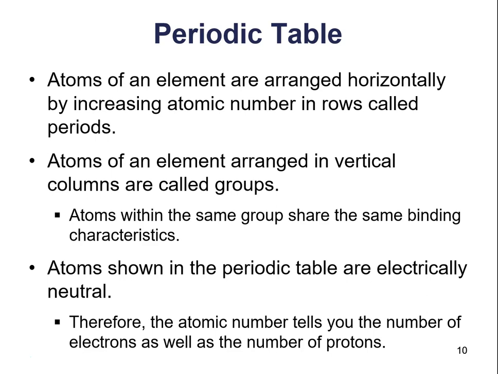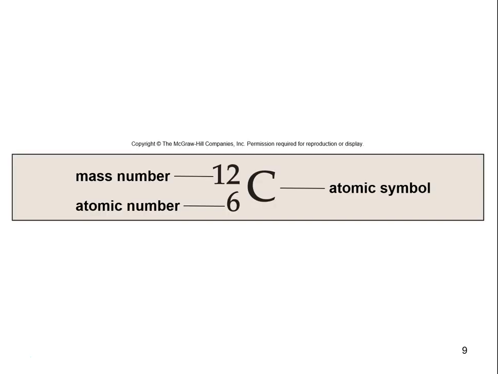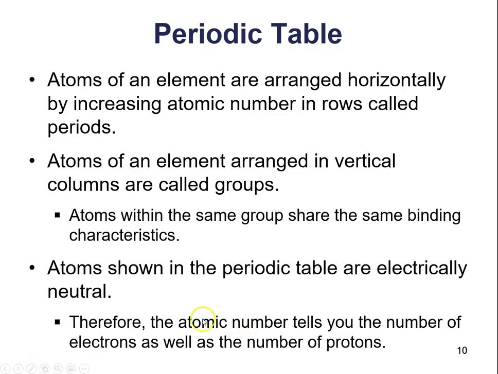It says the atomic number tells you both the number of electrons as well as the number of protons, because remember, atomic number is the number of protons. If this is neutral and these protons are positively charged, then we know it must have 6 electrons, which are negatively charged, so they will essentially cancel each other out. That's what this is referring to.